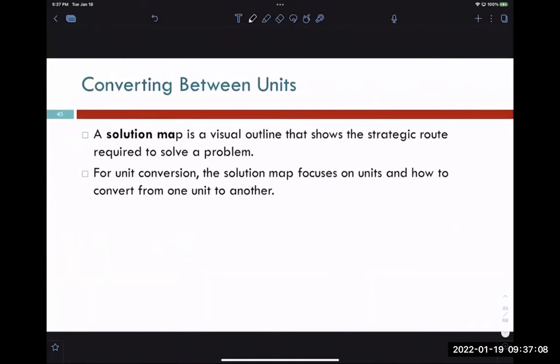So this is a strategy I'm going to use throughout the semester called a solution map. And it essentially does what I was saying, where you write what you're trying to get to at the very end, but you also write what you're given at the beginning. And then you try to make the jumps in between without actually doing any math to bridge the gap. So for unit conversions, our solution will focus on the units and how to convert from one unit to another.